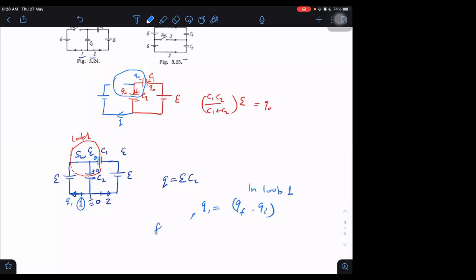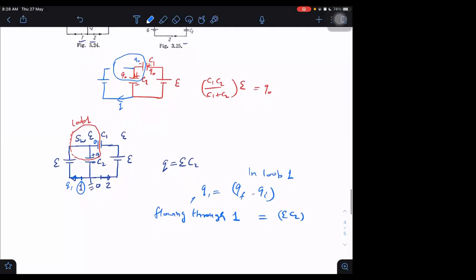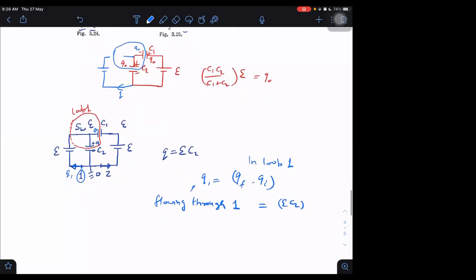Okay, this is flowing through 1. Then that comes out to be just E into C2 as the answer. Right or not? You got the same? Yes, sir. That only, E into C2. Understood.